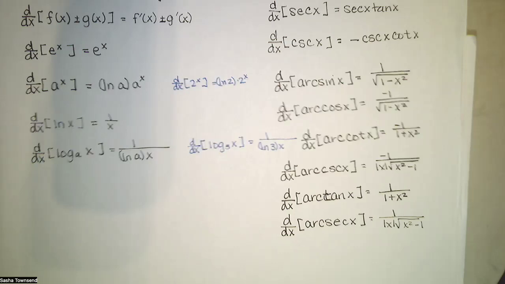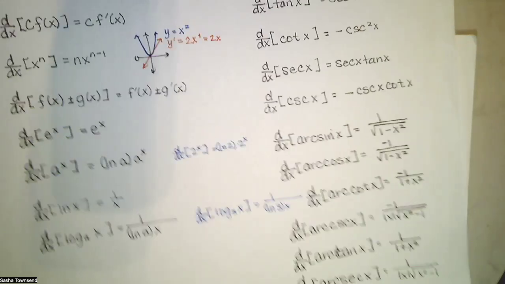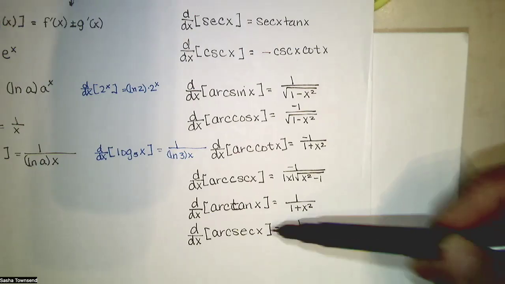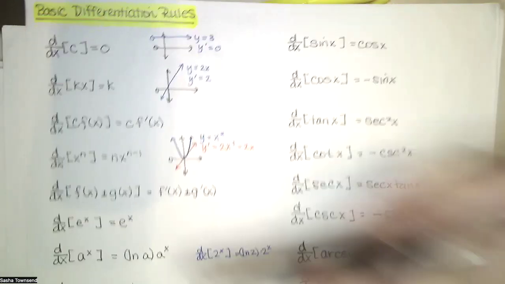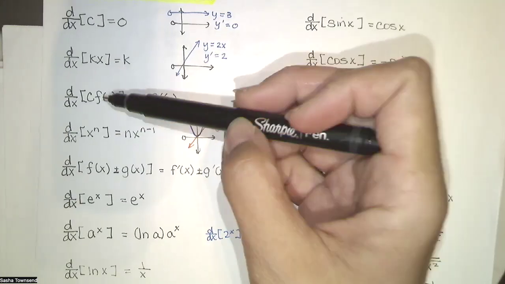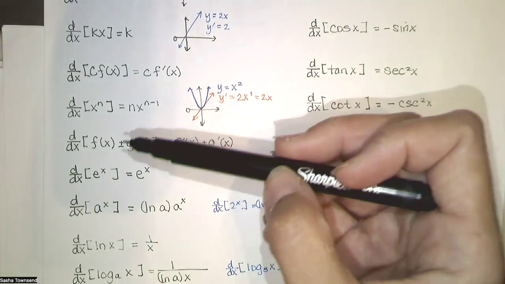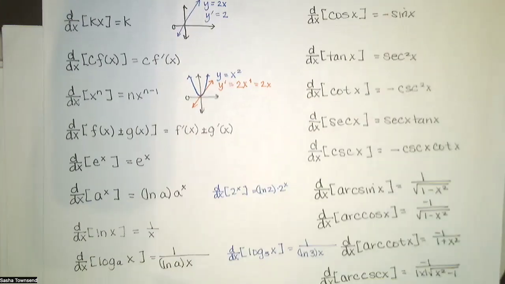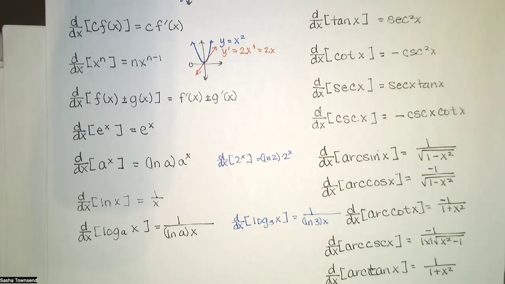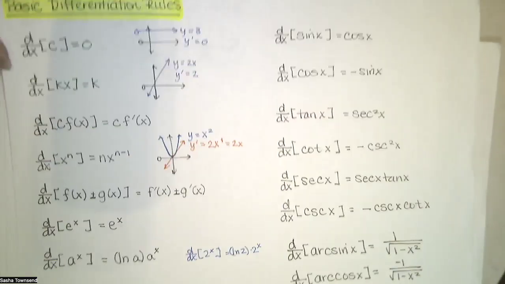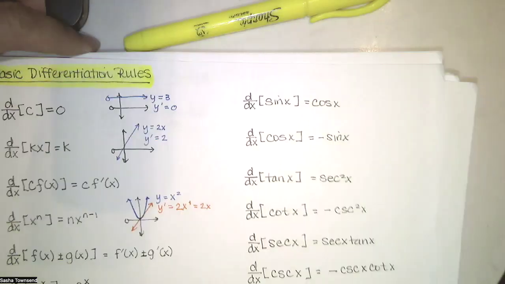All right, so now we have all of these rules. We've got our 6 derivative rules for trig functions, and then 6 derivative rules for the inverse trig functions. We've got our basic rules for derivatives of constants, constants times functions, power functions, exponential functions, sums and differences of functions, and the logarithmic functions. This is our basic rules sort of sheet.